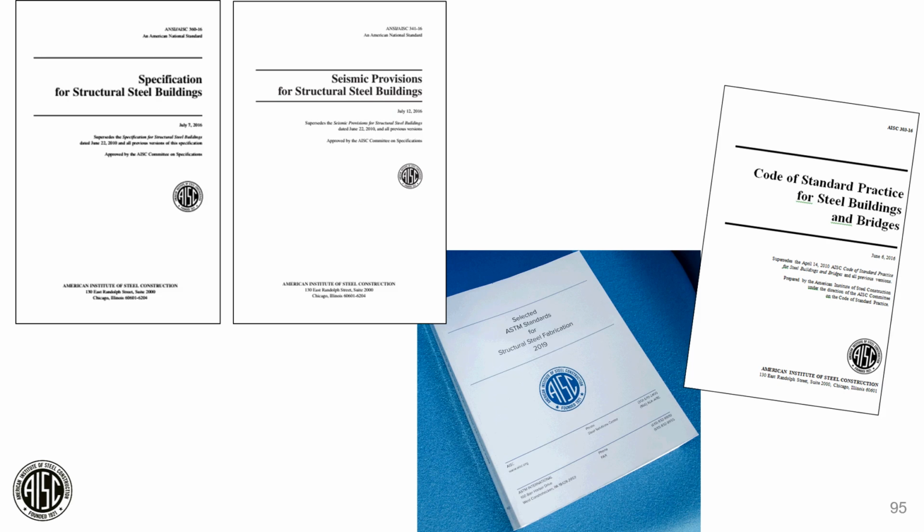So where can you find a lot of this information? Well, there's a lot of information free. You can find it in the Specification for Structural Steel Buildings, and the Seismic Provisions for Structural Steel Buildings, and the Code of Standard Practice for Steel Buildings and Bridges, which are all available as a free download from our website. Also, you could purchase the Selected ASTM Standards for Structural Steel Fabrication from our website. That is available. It's a great resource. It's a small booklet that has a tremendous amount of information in it.